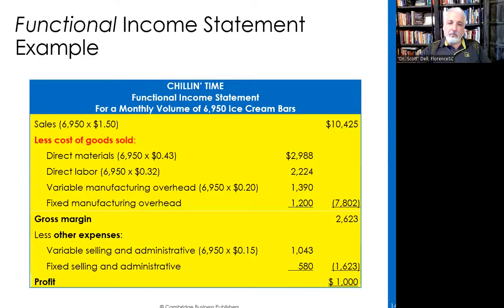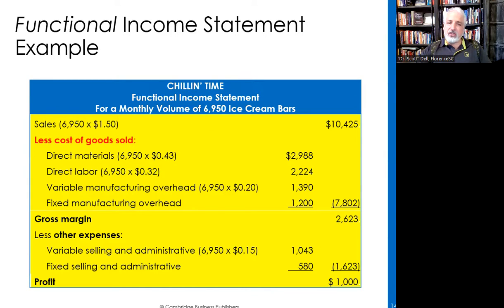Let's go ahead and talk about the old-fashioned income statement. We've looked at income statements before. We have revenues less cost of goods sold is a gross profit margin. We have other expenses, variable and fixed, and then we have a net profit bottom line. This is a projection of $69.50 ice cream bars for $1,000 in profit.